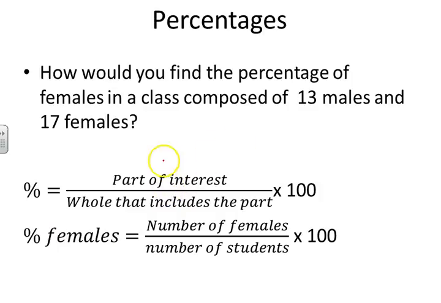So if we did that, we would have 17 females divided by a total of 30 students times 100. So 17/30ths, and when we do the math, this is going to be equivalent to 56.7% of the class would be females. Okay, so part divided by whole times 100.